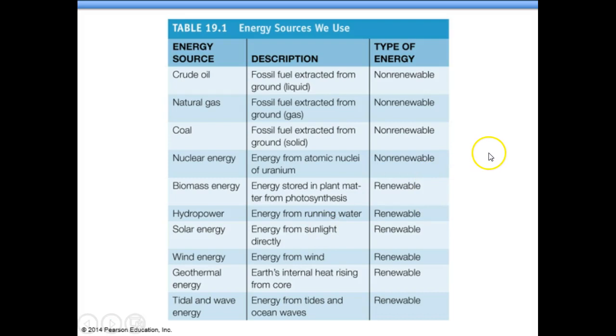So here we go. Here's a list that we can see. We can see that our crude oil, our natural gas, our coal, and even our nuclear energy are all non-renewable types of energy. But our biomass, our hydropower, our solar energy, our wind energy, our geothermal, and tidal wave energy, these are all renewable. So we have a lot more renewable types of energy available to us that we could use. Cleaner and even maybe more effective that is available.